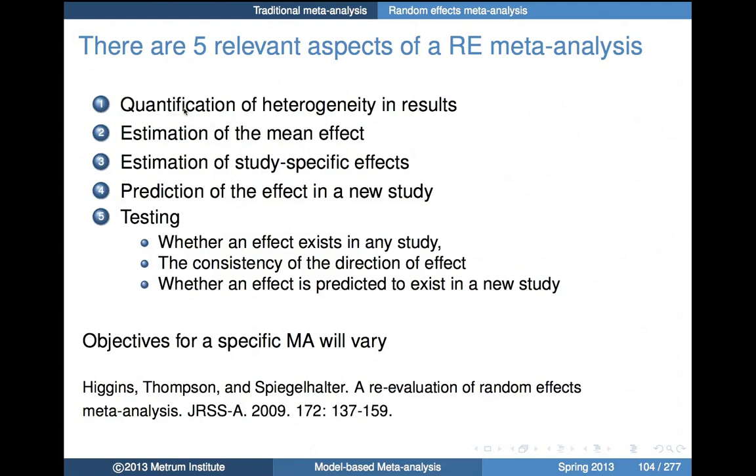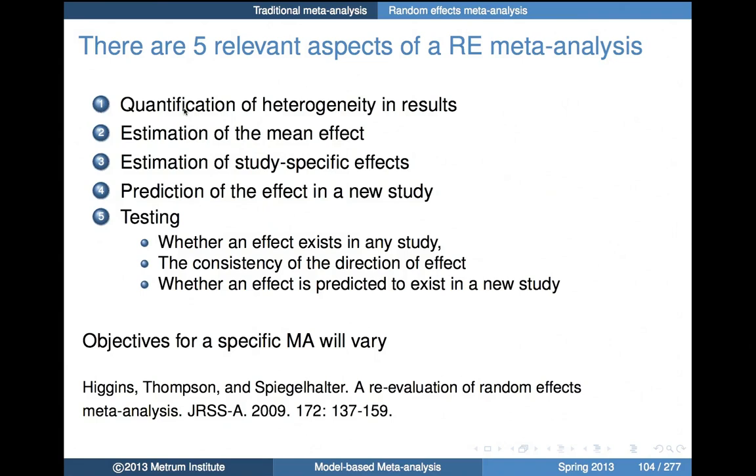The third is estimation of study-specific effects. Just like in population modeling, we can get individual predicted estimates of the true effect within each of these studies. So that would be estimates of the theta i's. We can use that model to get predictions of the effect in a new study. And that's going to rely on the sampling distribution of the theta i's, as well as some measure of residual variability or sampling variability for the new study.